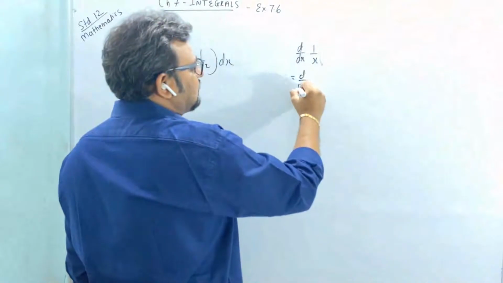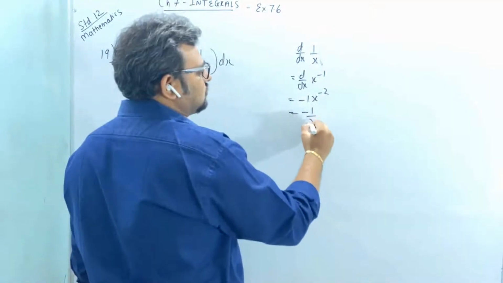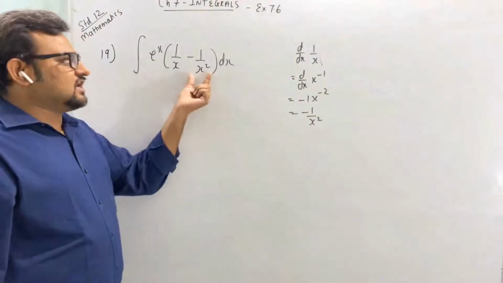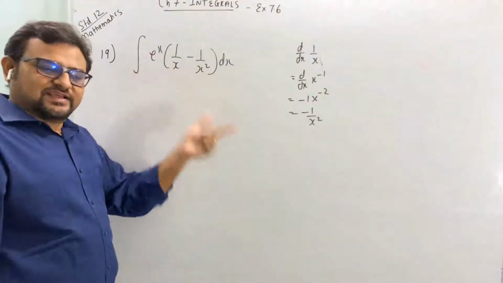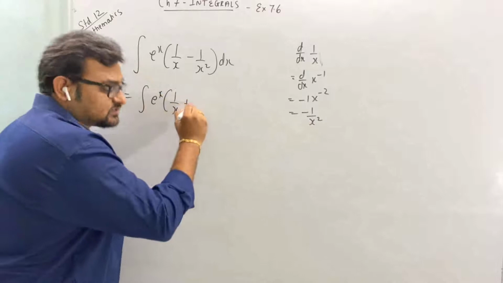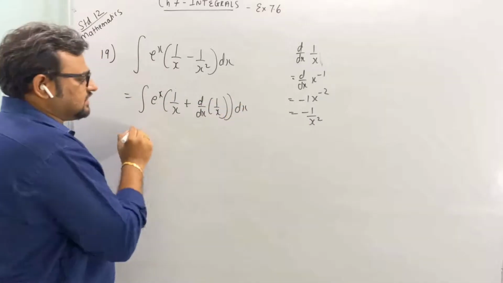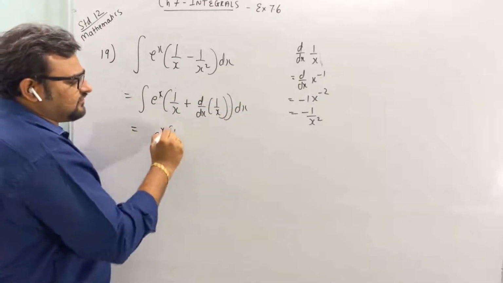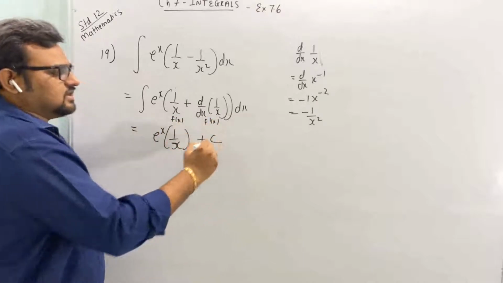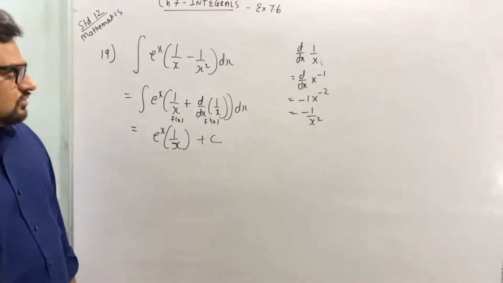This will be minus 1 by x square. What I got, okay, so you can start with either; if by mistake you have started with this and you didn't get this, then try the next one. So this will be e raised to x [1 by x plus d by dx of 1 by x] dx. So this will be e raised to x f(x), that is 1 by x, plus c. Okay, again this is a simple sum. It can be asked in MCQ. Okay, go through it.